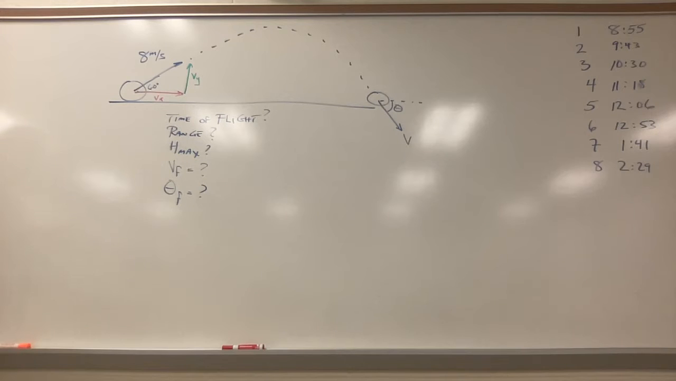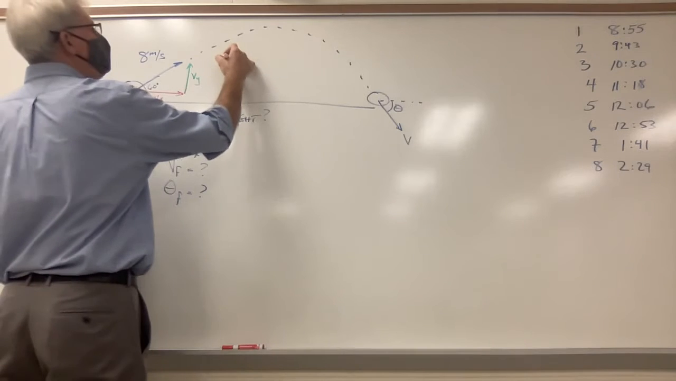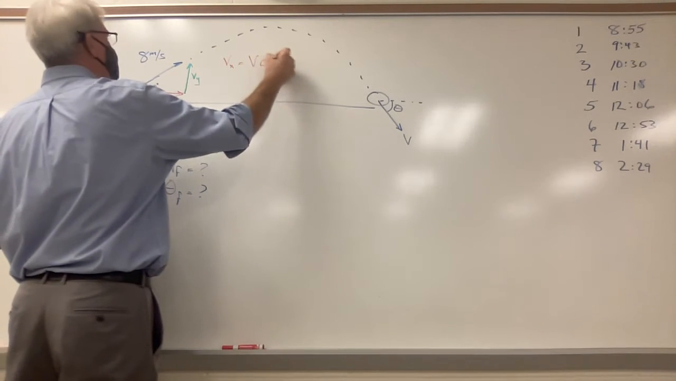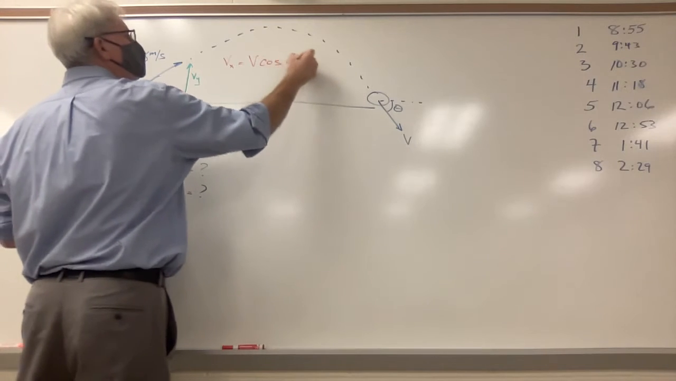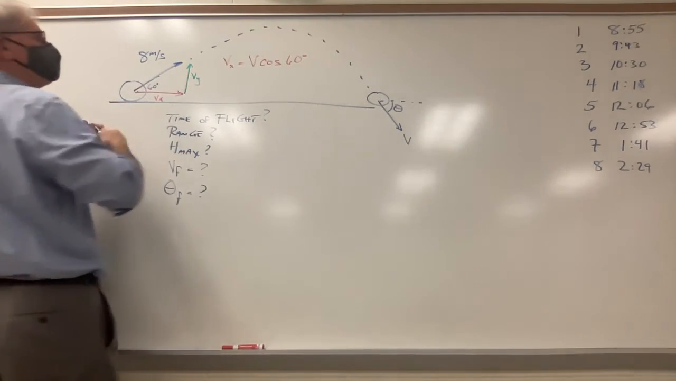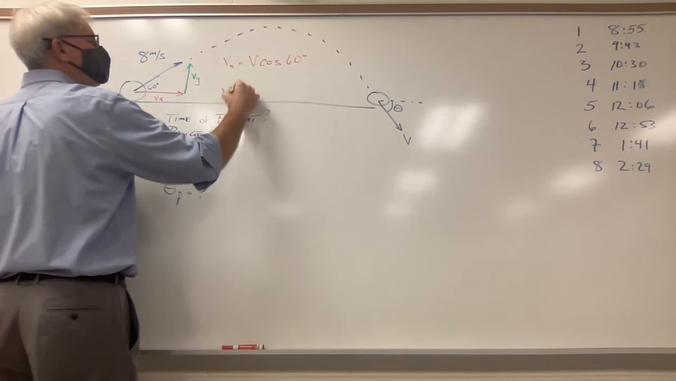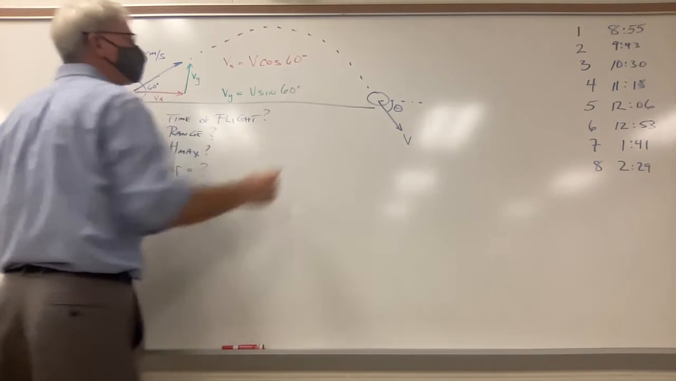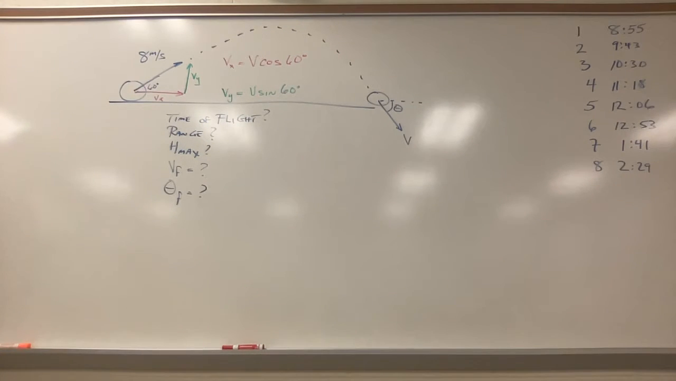So what is Vx? What's Vy? Vx equals V cosine of 60 degrees, and Vy is V sine of 60 degrees. I love trig. So what do they turn out to be?